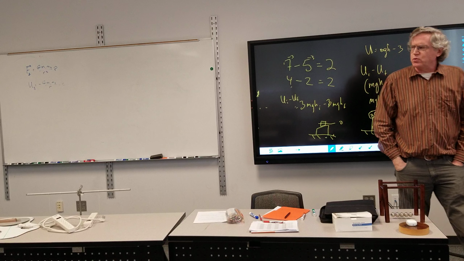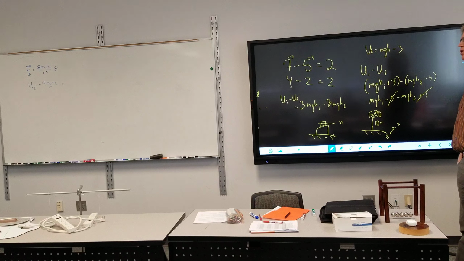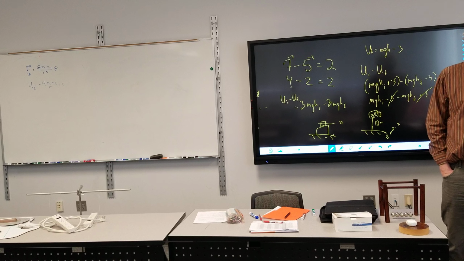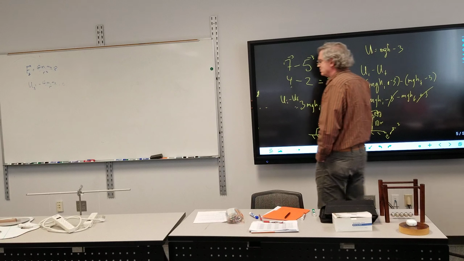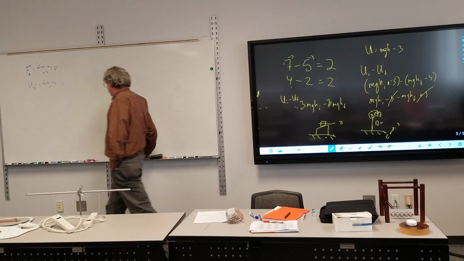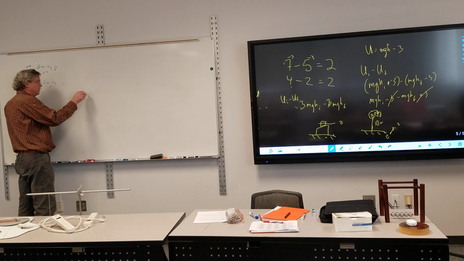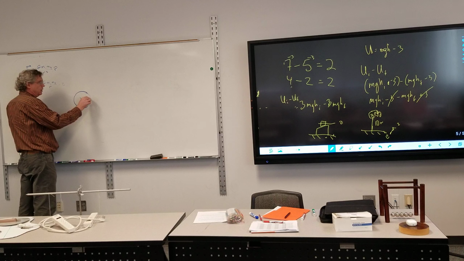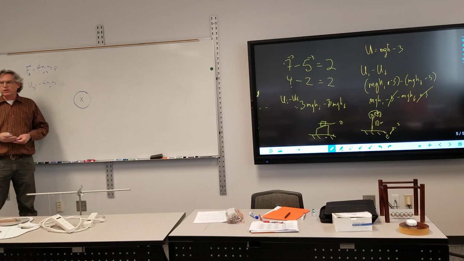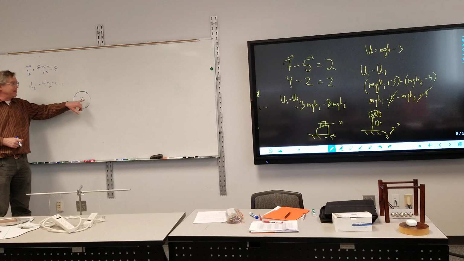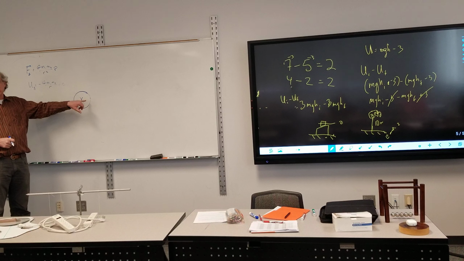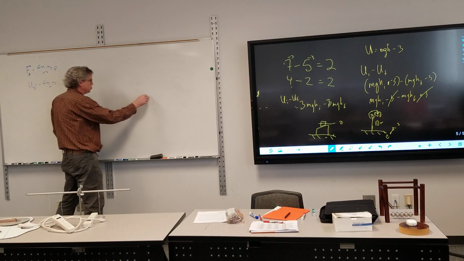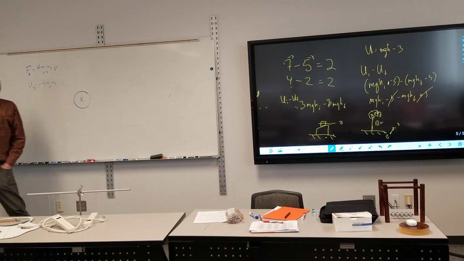So I want to look at the situation of I've got a planet and I'm launching something from the surface of the planet and I never want it to return. Planet X. I'm launching something from the surface here, so the problem basically is how fast does this thing need to be going so it never returns?